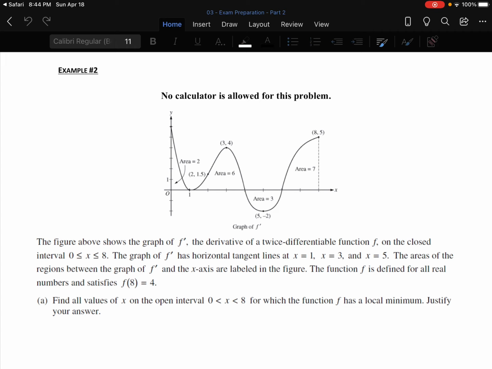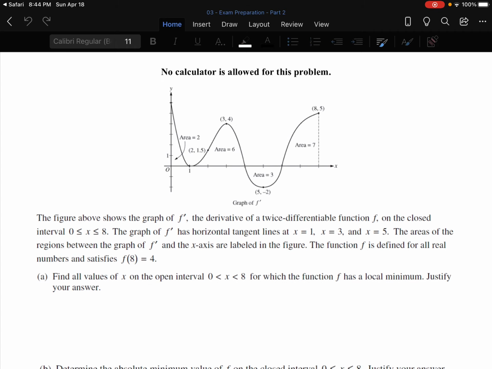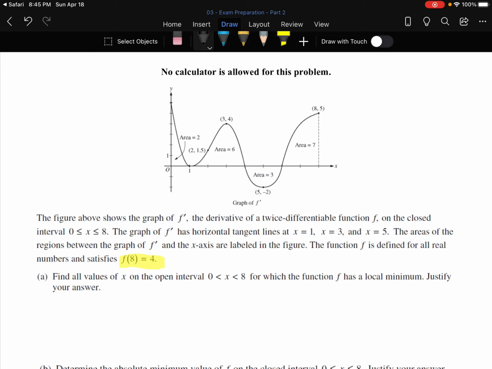The function f is defined for all real numbers and satisfies f of 8 equals 4. I'm going to stop there because that's the first really interesting detail. There are tons of interesting details, but I'm just going to highlight that because it comes up a little later when least expected. So I'll just leave that as a random detail right now.